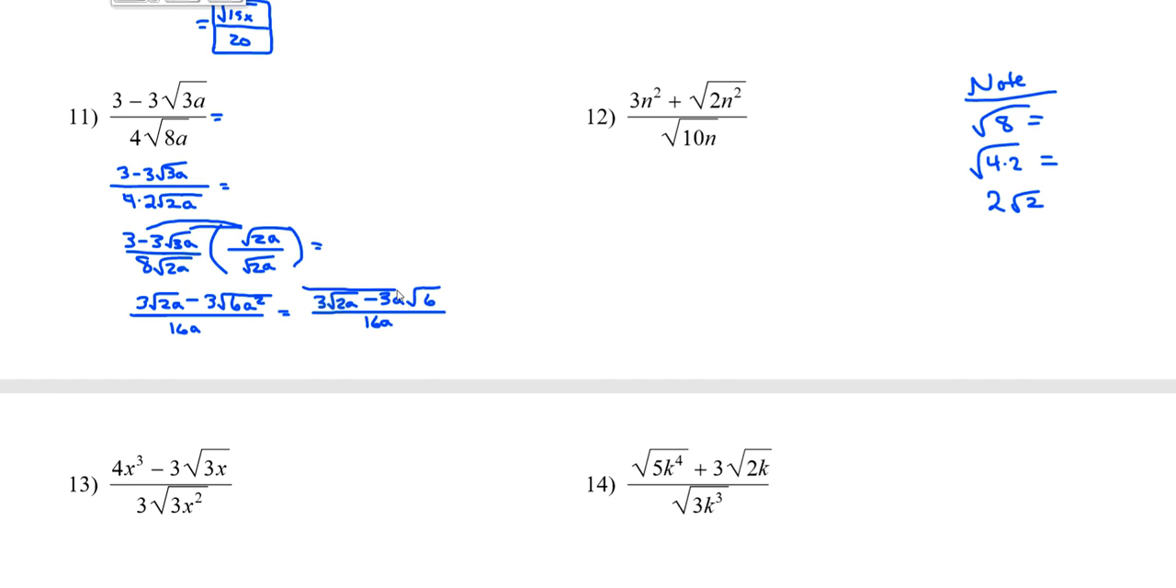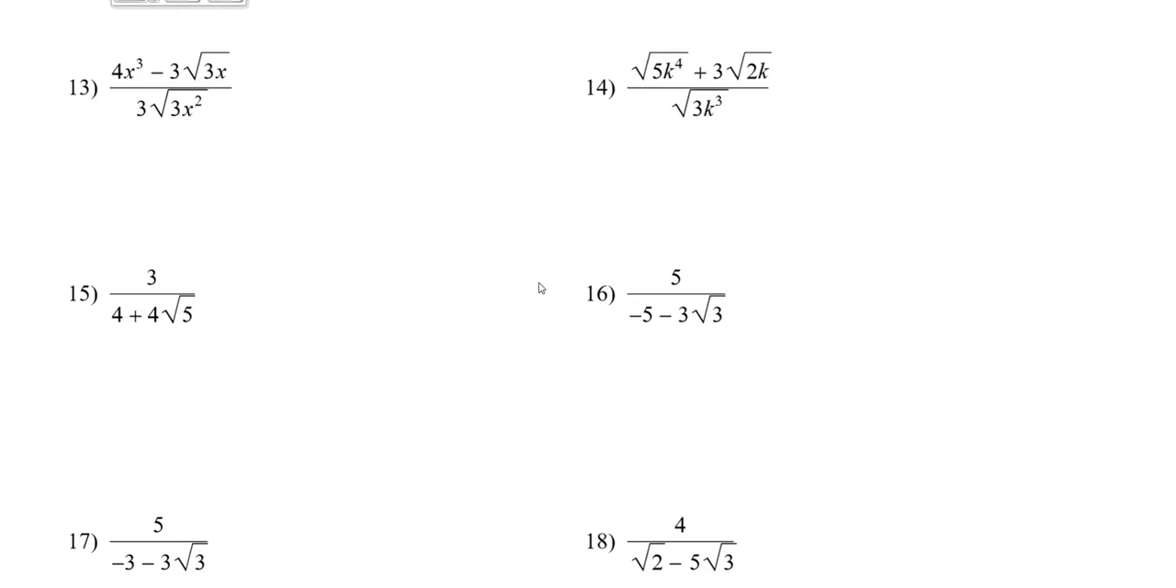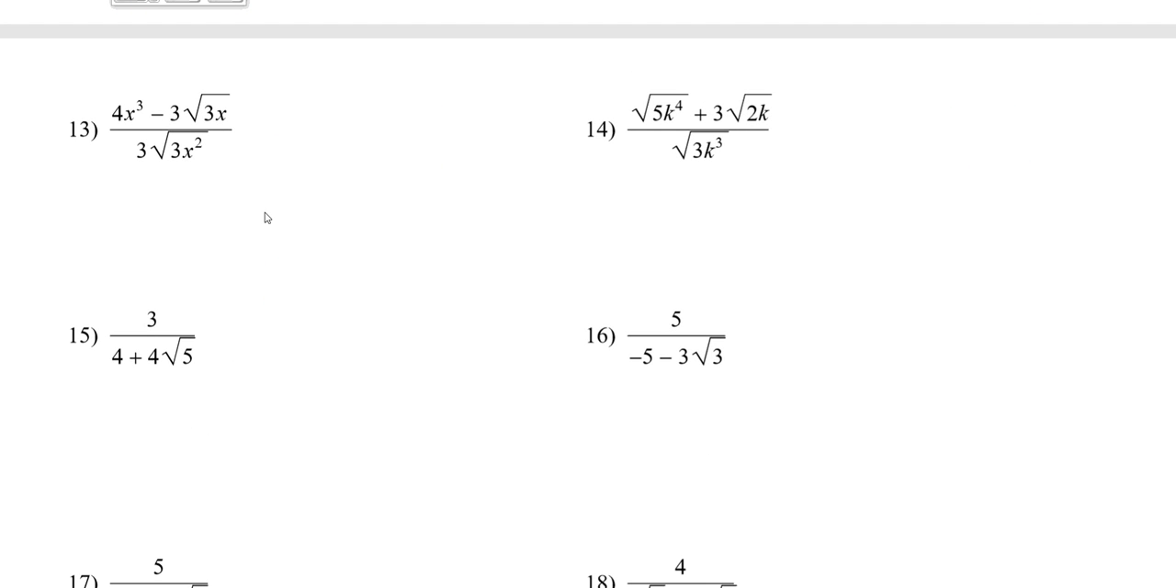Moving on to the next page, number 13. All right, so on this one, right away, I see I have a square root of a square, so I'm going to cancel out the square root and square. So this is going to become 4x cubed minus 3 root 3x over 3, again, the square root and square cancel, so 3x. The square root of 3 is stuck because 3 is not a perfect square.